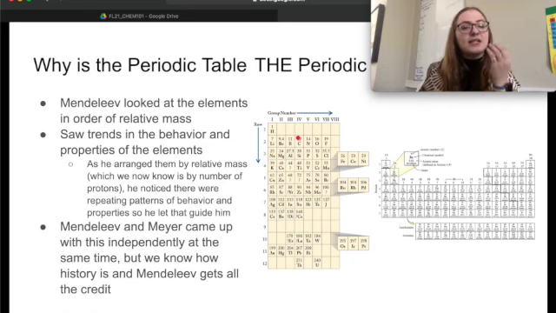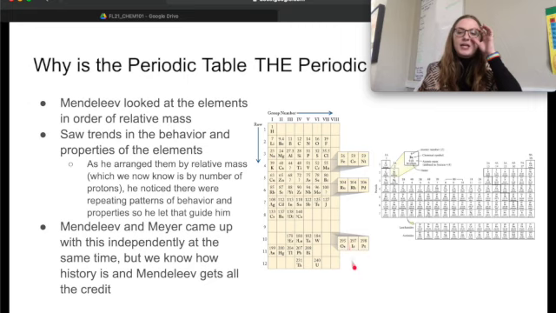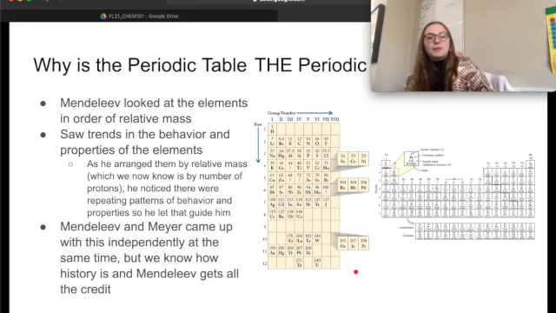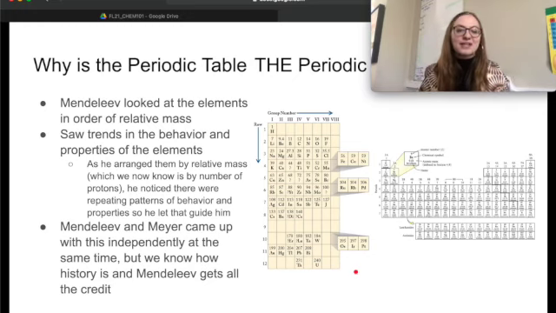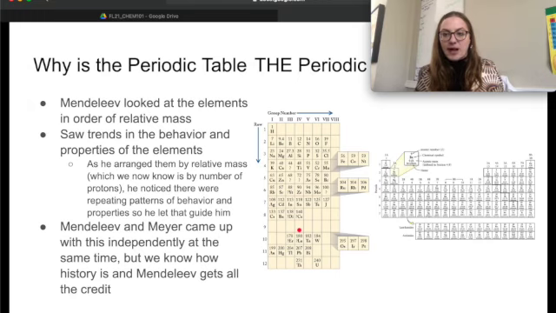When he did this, he noticed that there were certain behaviors. These ones all behaved the same, these ones behaved the same, and so on, and he had some that he didn't quite know what to do with. So he let those properties and behaviors guide him as he was setting up the periodic table, and he ended up realizing that they basically could all be arranged by relative mass.